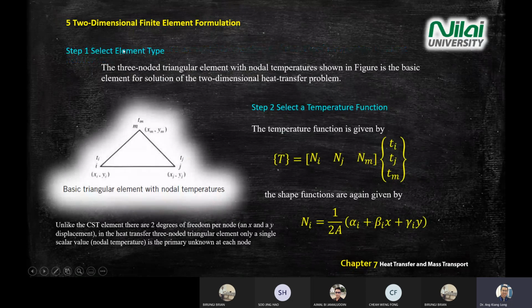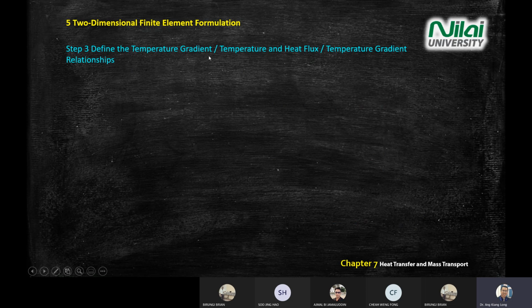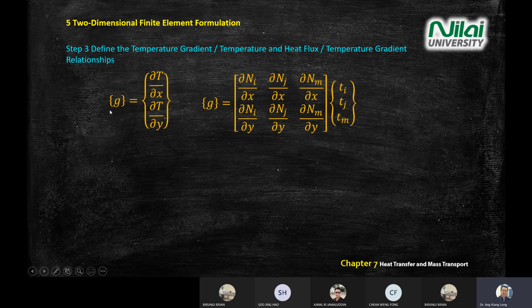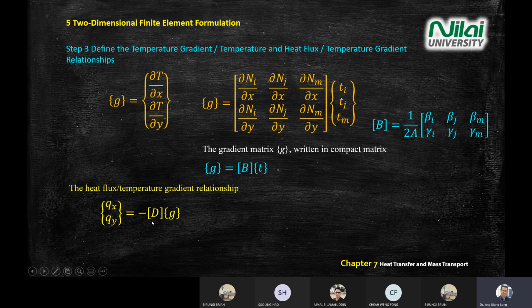Okay, then after we are done with step 1 and step 2, we go to step number 3, find the temperature gradient, heat flux gradient relationship. So we find the G matrix and the Qx matrix. G is given by BT, so what is B? It is given on this slide, standard already. B matrix equals 1 over 2A, beta i, beta j, gamma j, beta m, gamma m. After you calculate the values for beta and gamma, you substitute back here, and you'll get the T.